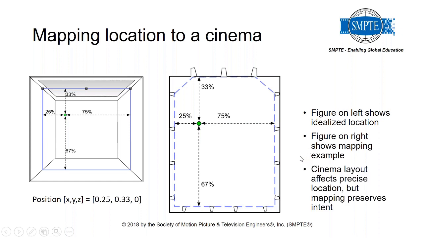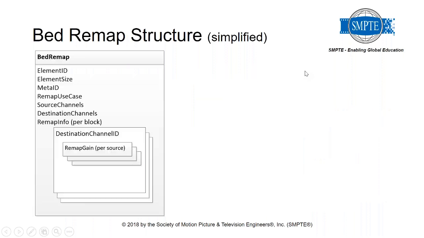And the point here is that the cinema layout and the dimensions of the cinema affect the precise location, but preserve the mapping intent. So the location intent is not intended to indicate that an object is to be produced any specific distance from the screen or any specific distance from the wall, but relative to the front wall and the back wall and relative to the left wall, the location should be preserved.